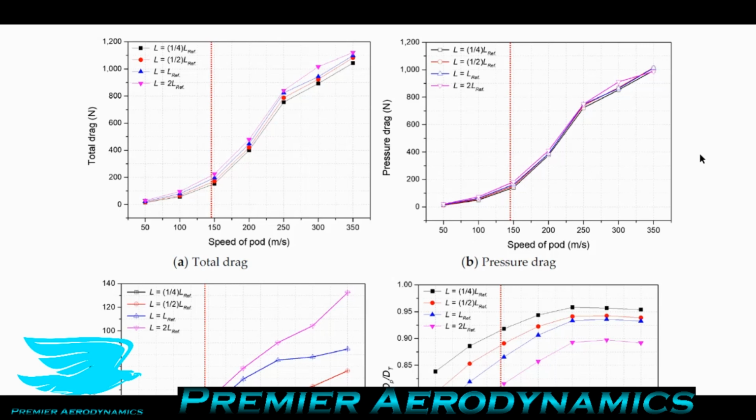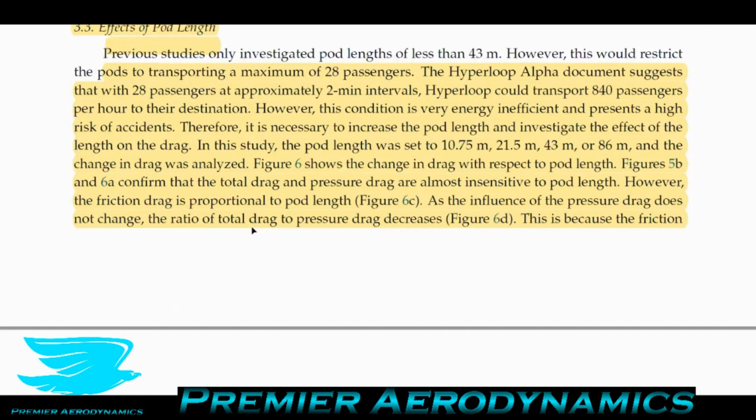And as you increase the speed of the pod, regardless of the length of it, the total drag increases dramatically, and then it sort of plateaus off again, as we saw once you hit 250 meters per second. That's because the pressure drag seems to be increasing linearly instead of exponentially. So, coming back, they say, however, the friction drag is proportional to the pod length, which makes sense.